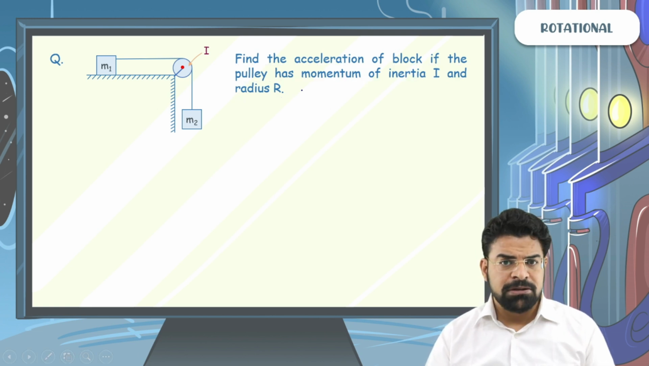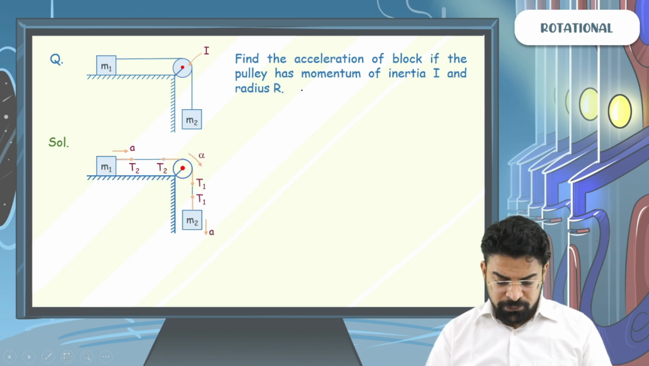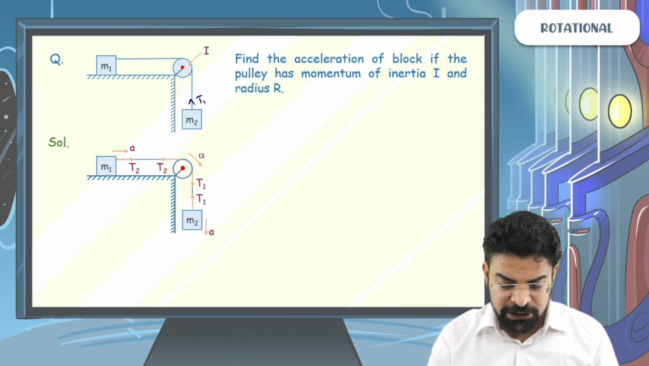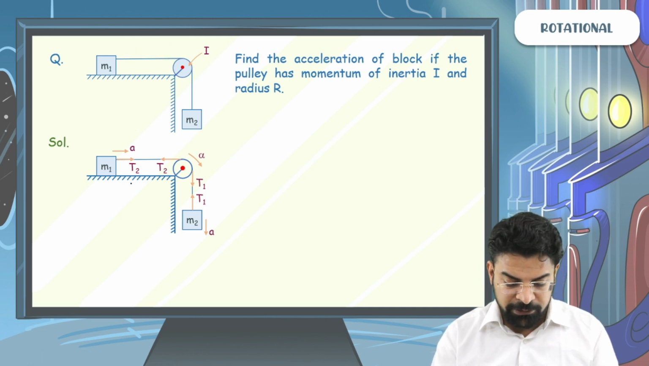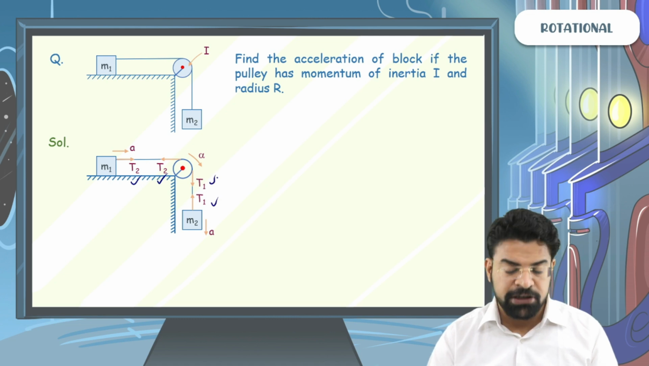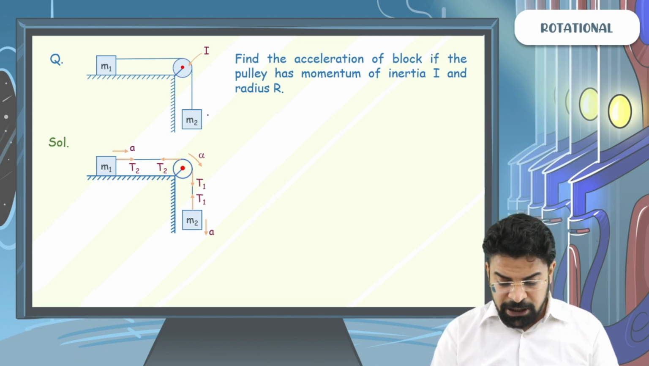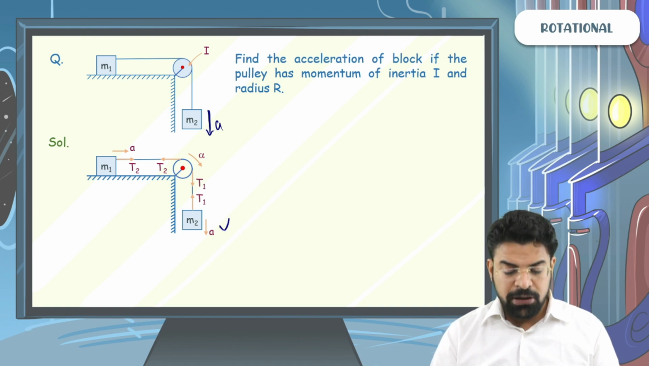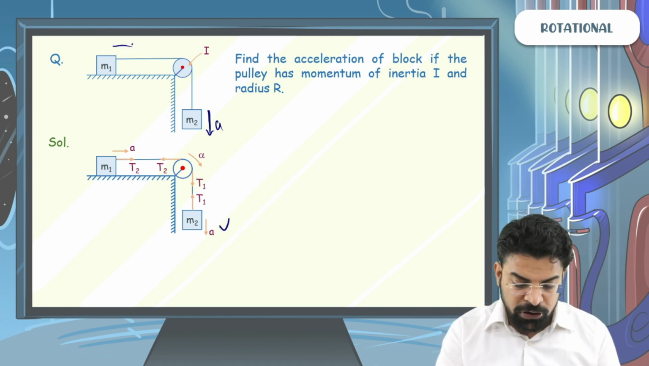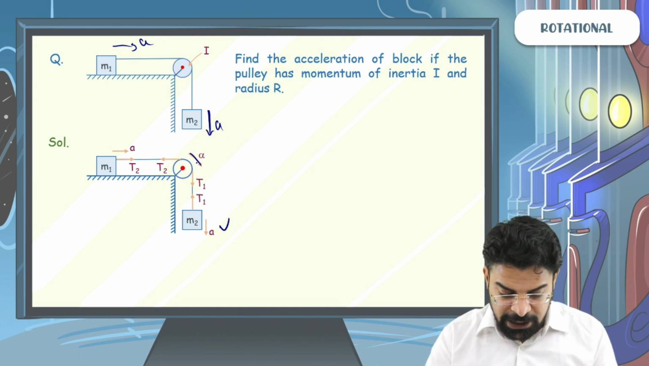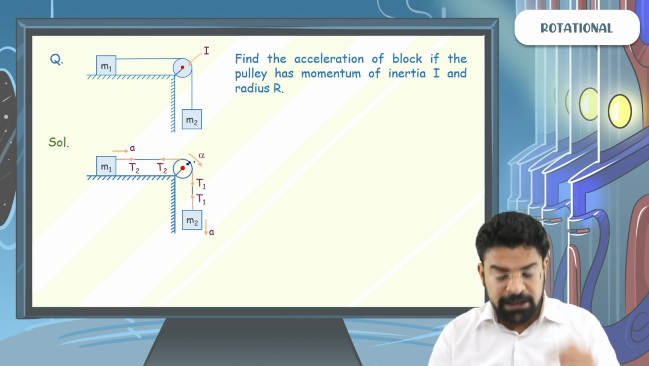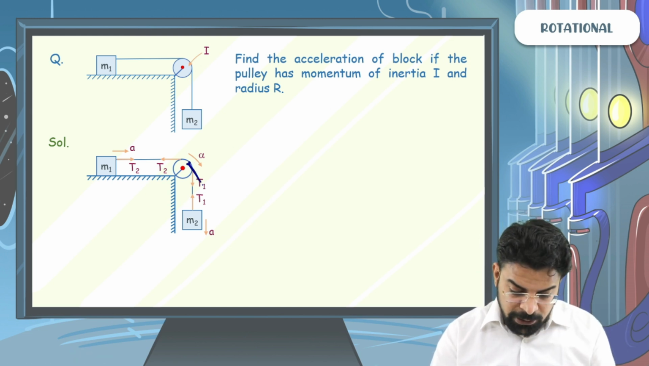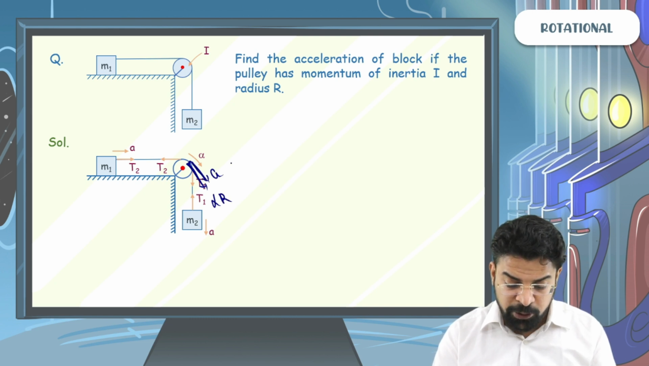So again you will say, sir, let's assume some forces acting. Let's say the tension in the horizontal part of the string is T2 and the tension in the vertical part is T1. Now if the acceleration of m2 is a downwards, then the acceleration of m1 has to be a horizontally, and let's say this pulley has some angular acceleration alpha. For no slipping, the tangential acceleration at a point on the periphery of the pulley, alpha r, has to be equal to the acceleration of the string at that point, which is a.